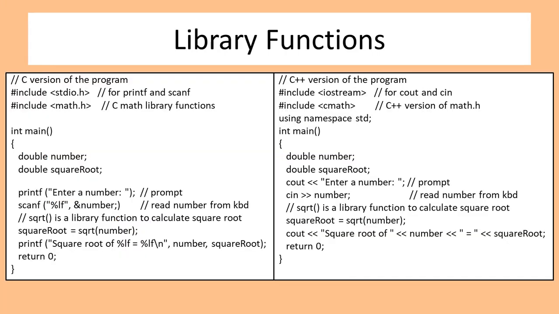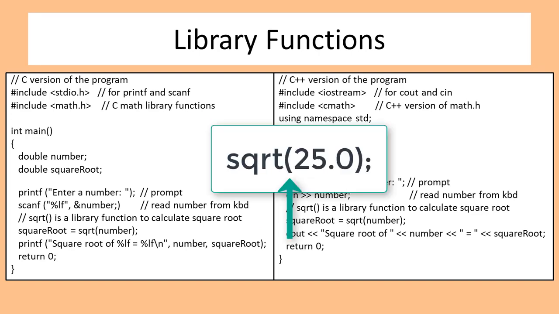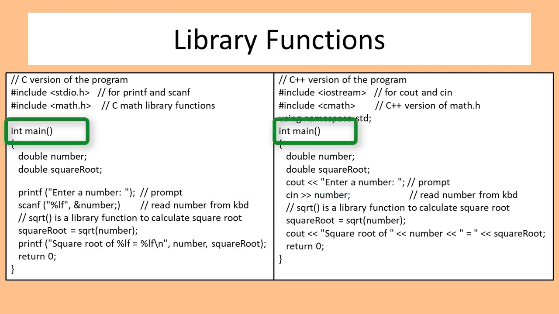There are two types of functions, library functions and user-defined functions. Functions can always be identified in C and C++ because there is the function name immediately followed by an open parenthesis. Every C and C++ program has a function named main that is called by the operating system. This is where the code for the program starts executing.